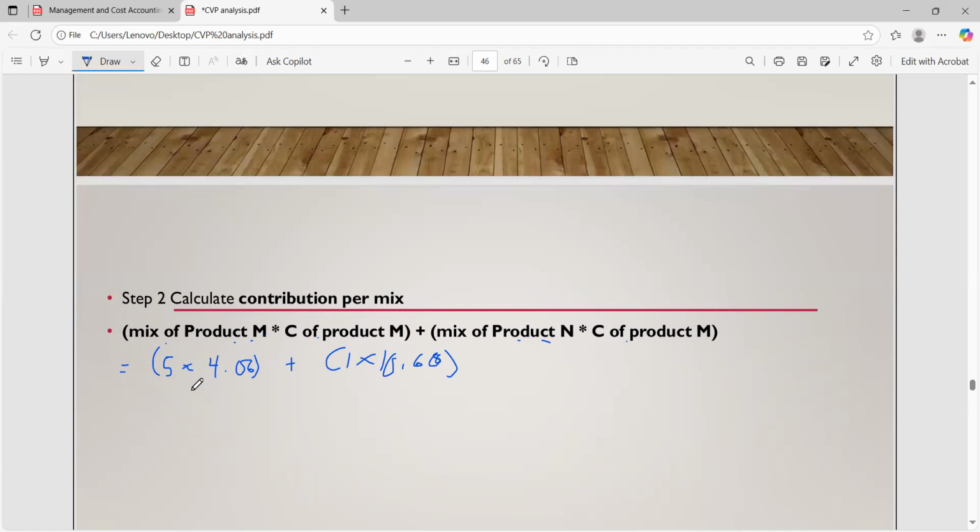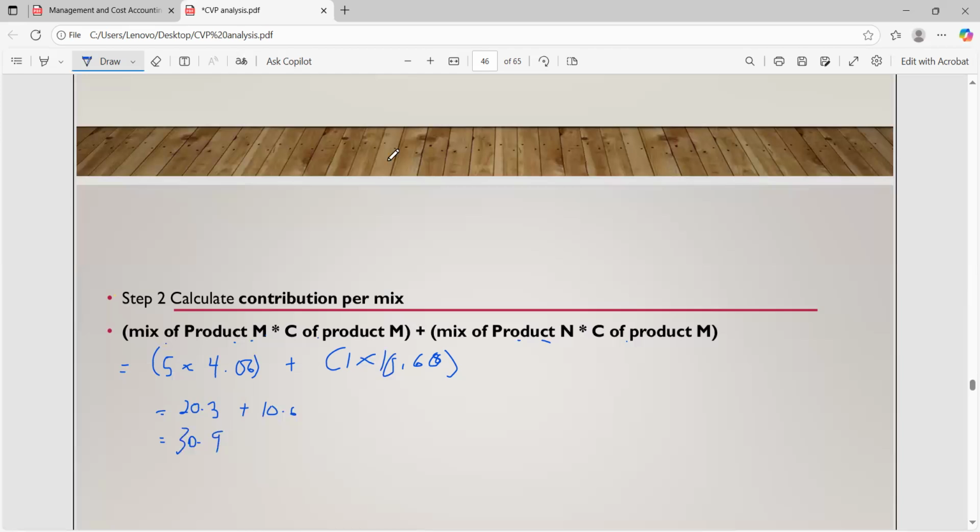20.3. 20.3. And what do I have for this one? 10.6. 10.6. Yeah. So in total, what do I have? 30.9. 30.9.